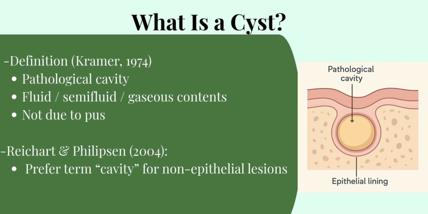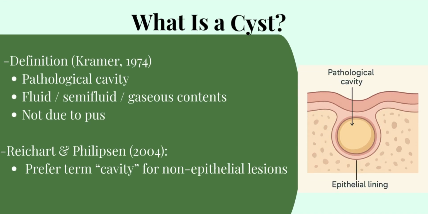Kramer in 1974 gave one of the most widely accepted definitions of a cyst. He described it as a pathological cavity that contains fluid, semi-fluid, or even gas, and importantly, it is not formed by the accumulation of pus.